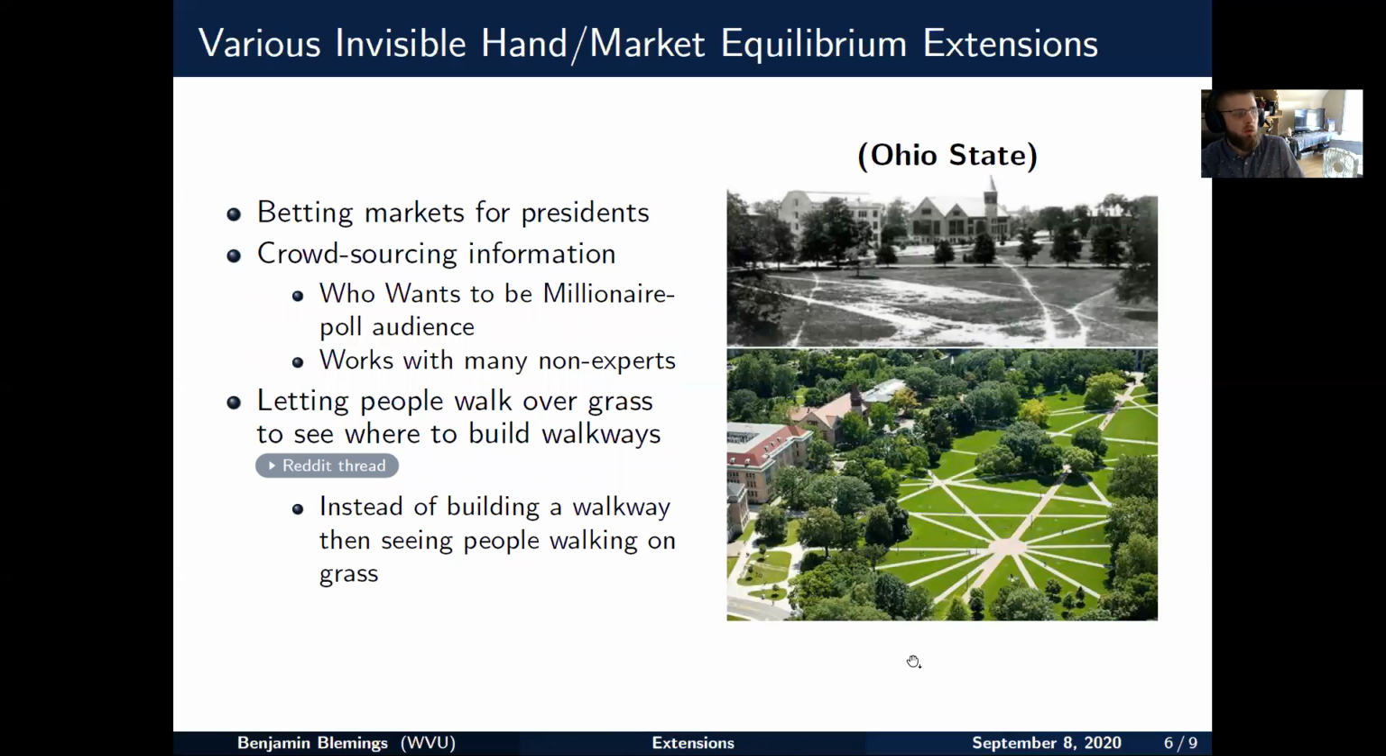And then another one would be, a lot of places, one being Ohio State, just allow people to walk around, and then they see where the grass is no longer there, and they build the pavement over where there's dead grass, because that's where people are walking. It's a way to efficiently build paths.